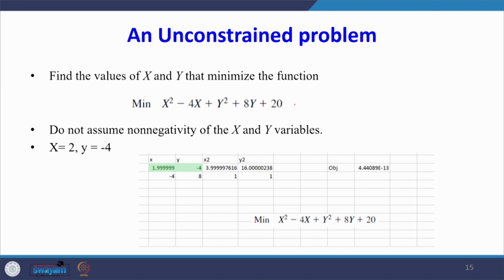Here we are not going to consider the non-negativity constraint. So, what it says is that we do not assume non-negativity of x and y. If the problem is like this, how do we use the solver? Okay. Now I will go to the solver and explain how to solve this equation.